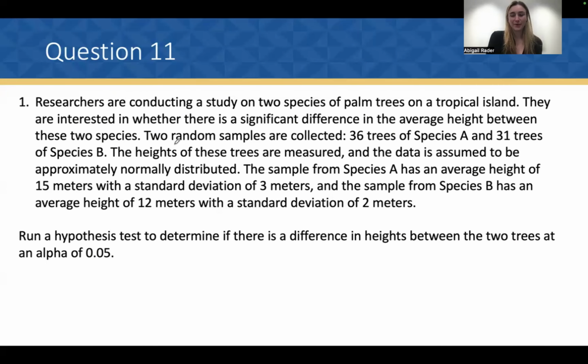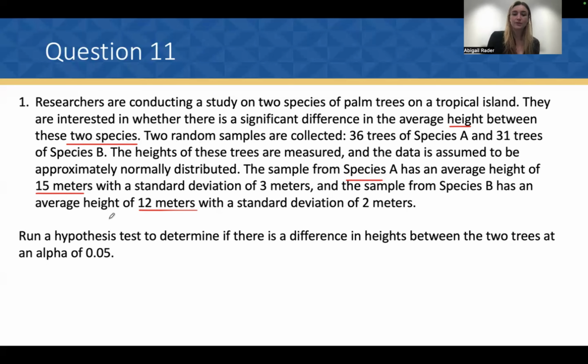So you're trying to look at whether there's a significant difference between the average height of 2 different species, 2 groups. We know that it's not going to be a one sample test. Height, so we have 15 meters and 12 meters. Those are continuous values. And these are independent samples. So it's going to be an independent 2-sample t-test.